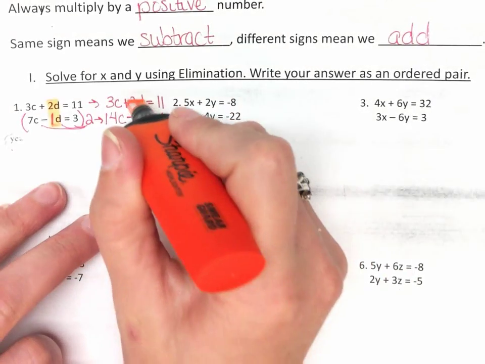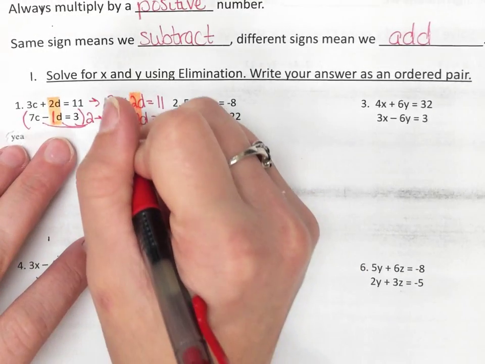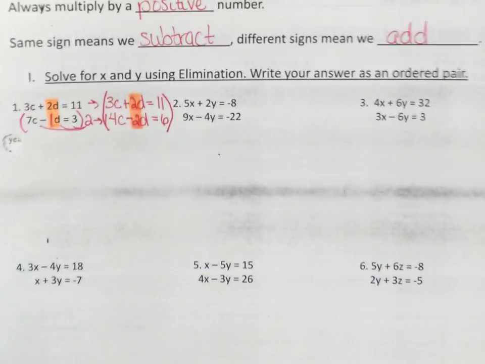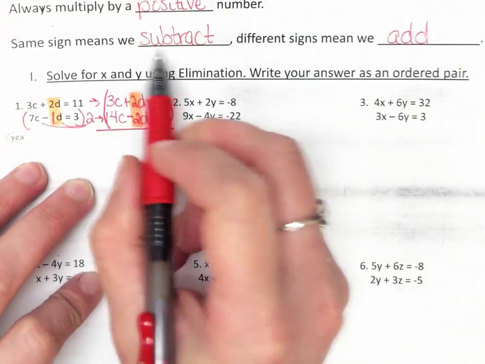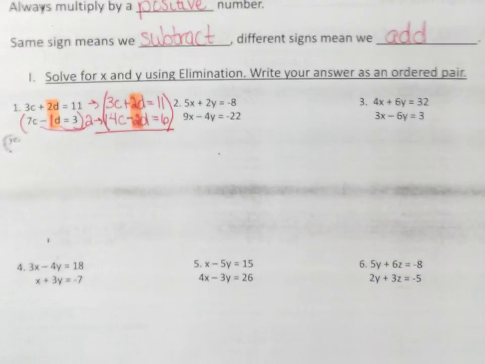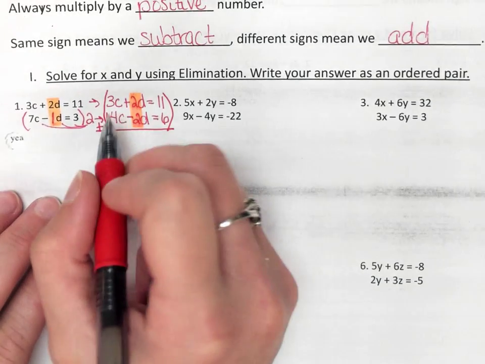Alright, so right here, these two are the same. They have the same number. They have different signs. So if they have the same number and different signs, then we add. Goodness gracious. We're going to add. Alright, now that's the same thing we've been doing.